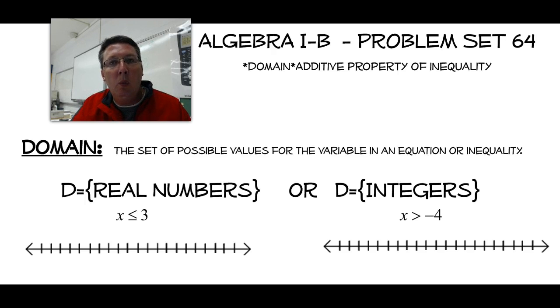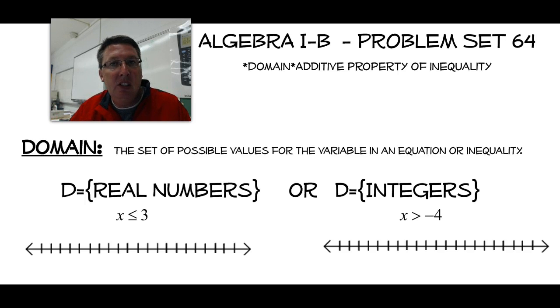Well, sometimes we don't want our domain to be everything. So sometimes you might see our domain restricted to be, say, just integers, or maybe just positive numbers or negative numbers, okay? So the two most common domains that we have to deal with in this class are here on the screen. We have domain of real numbers. That's assuming we want everything. All decimals, all fractions, everything. Or we could have a domain where we just have the integers.